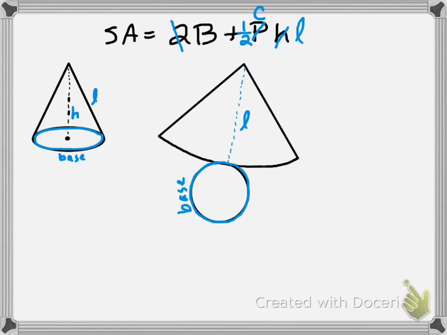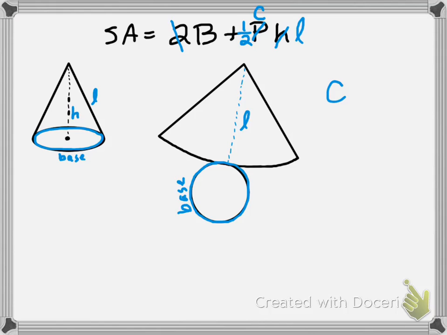Now, before I go ahead and write this down, I'm going to simplify it a little bit more. But before I do, you can see it's basically the same equation we had for pyramids. I have area of the base plus 1/2 perimeter times slant height. Except instead of perimeter, I have circumference because it's a circle. But it's the same exact formula. Now, this one we can simplify a little bit, though.